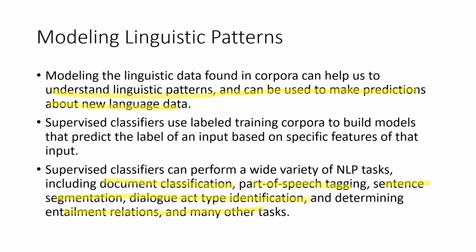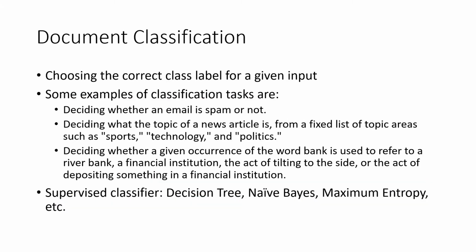On the other hand, if we're just interested in using the model to make predictions as part of a language processing system, then we can use the model to make predictions about new data without worrying about details of underlying causal relationships. Classification is the task of choosing the correct class label for a given input.